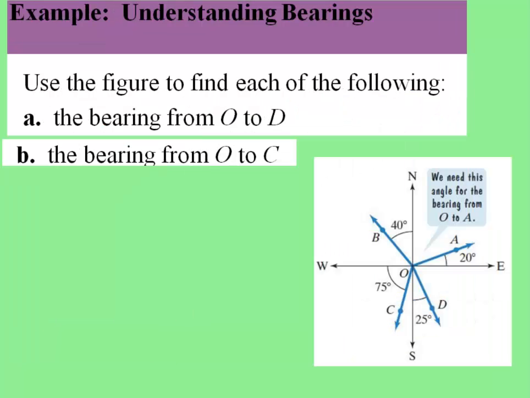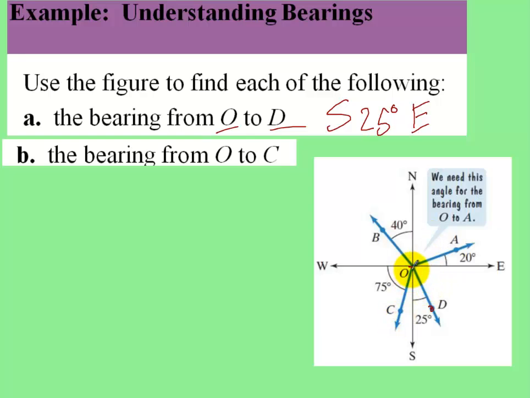All right, let's take an example here. Use the figure to find each of the following. The bearing from O to D. From O to D right here, it goes south, and then it goes east, 25 degrees. So the bearing is south 25 degrees east.